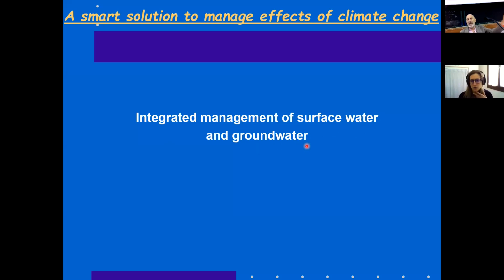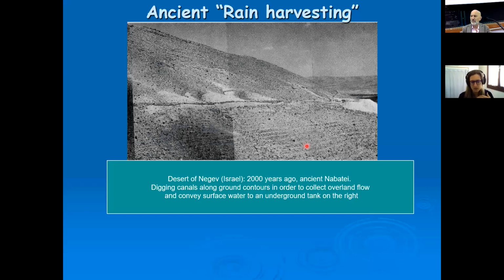and so the streams, lakes, reservoirs, and the groundwater, so the water below the ground, are not seen as two separate bodies, are not seen as separate realms, but are strongly interconnected between each other. And taking into account this strong interconnection, we can manage them in an integrated way. The integrated exploitation of groundwater and water resources is a very old approach.